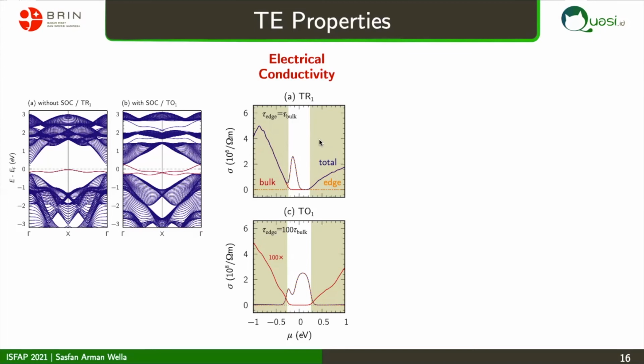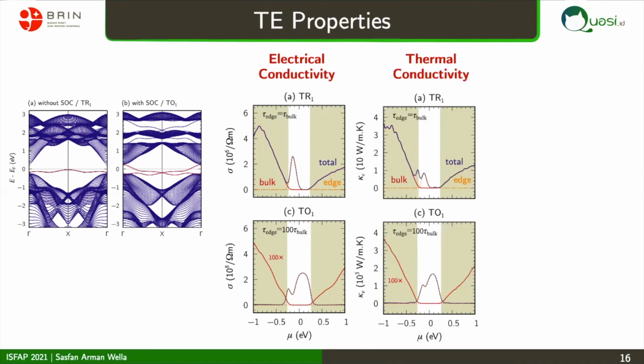For the edge contribution, we can see that for the trivial case, the non-zero sigma inside the band gap only appears below the Fermi level here, while for the topological case, the edge states fully contribute inside the band gap here. The edge contribution is related with the edge state in each case. This one comes from this state, and this comes from this state.